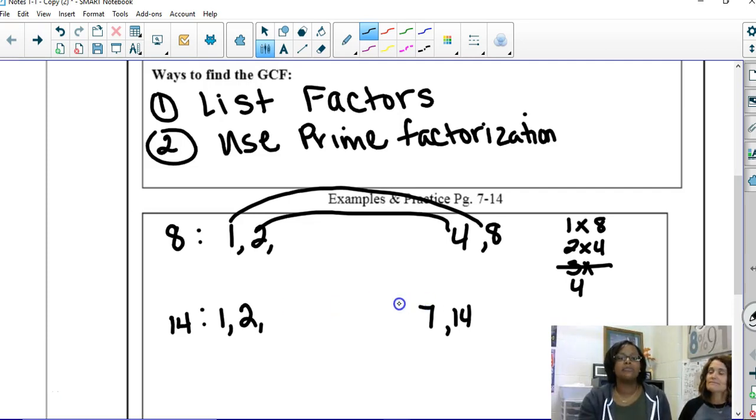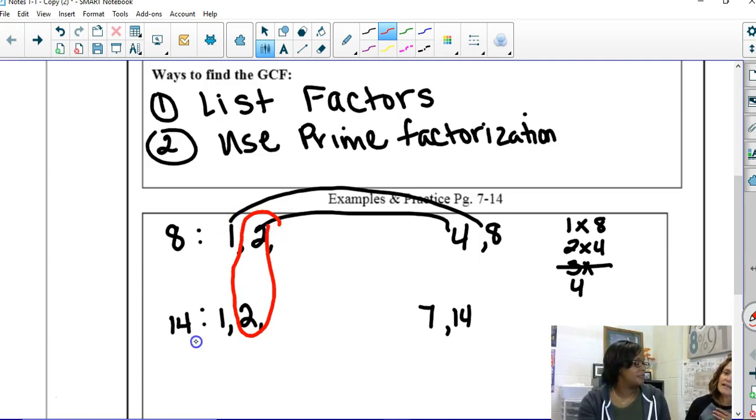Mrs. Clark, I think it's important to point out that your first two are always going to be 1 and that number. So you can always at least get those two down. That's exactly right, because you're always going to have 1 in that number. Now, if we're looking for the greatest common factor, we are looking for the biggest factor that these two numbers have in common. Well, I picked kind of an easy example because it is 2 right there. Yep, that's all they have in common.